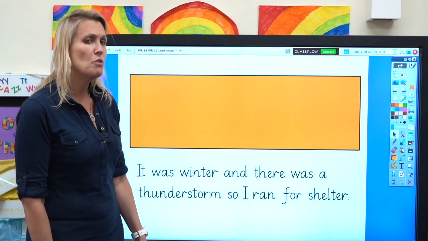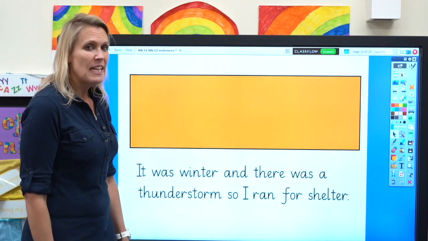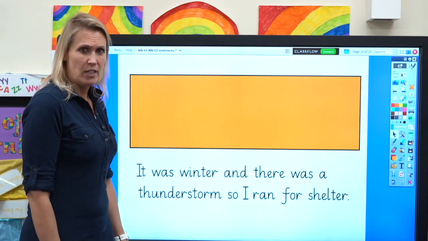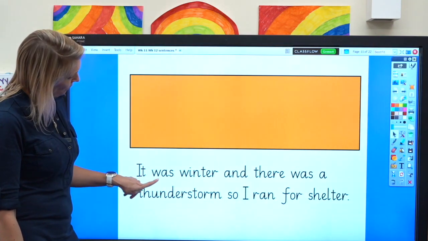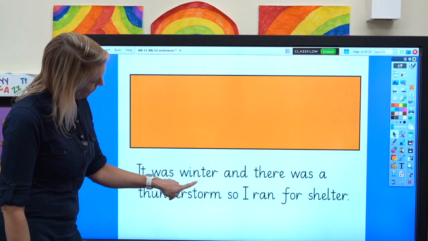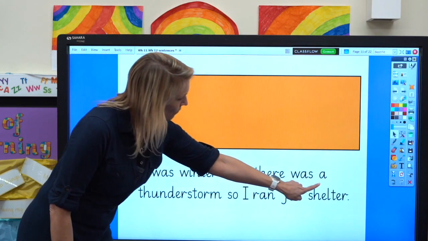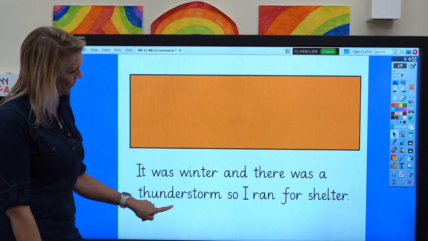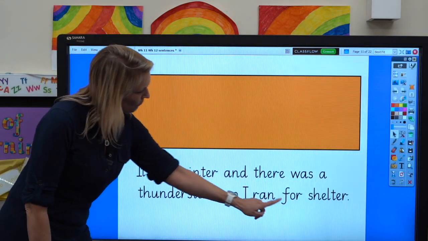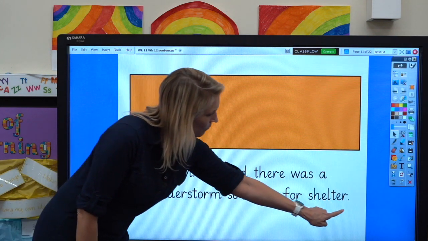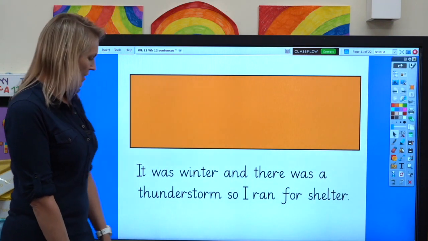Now I want you to read the sentence as I point to the words. And remember, don't forget to sound out any words that you find a little bit difficult. Off we go. Excellent reading, well done. Let's read the sentence together.